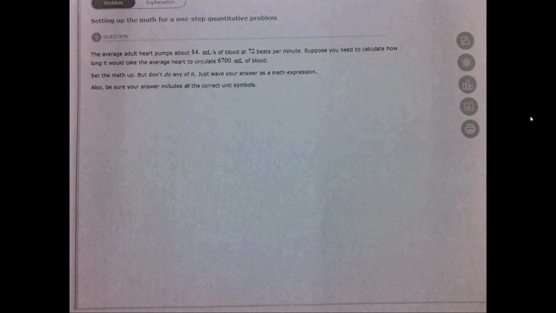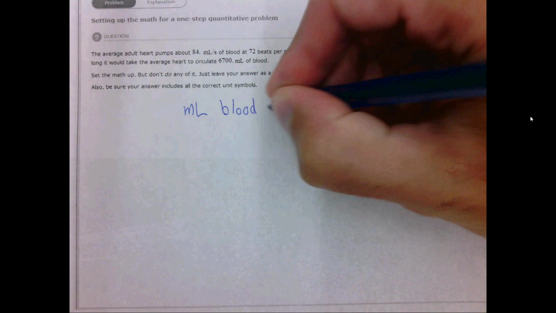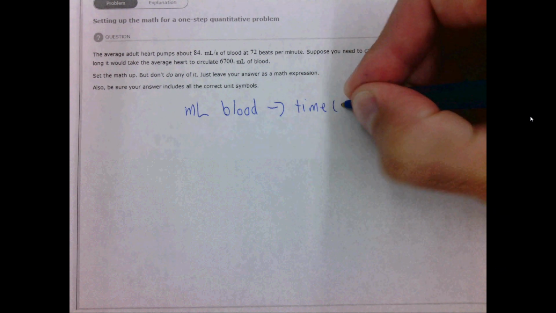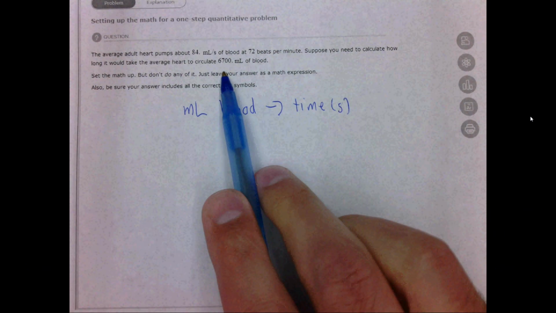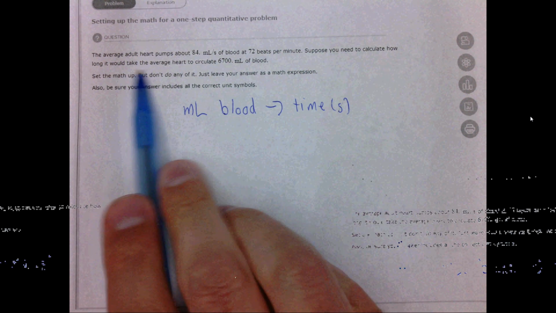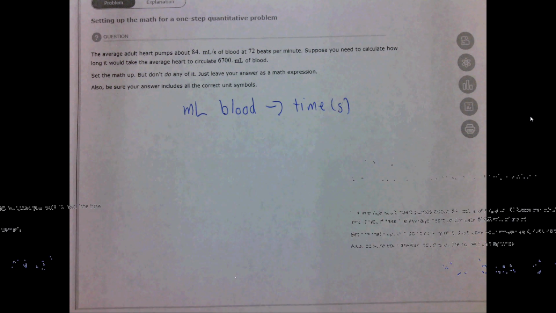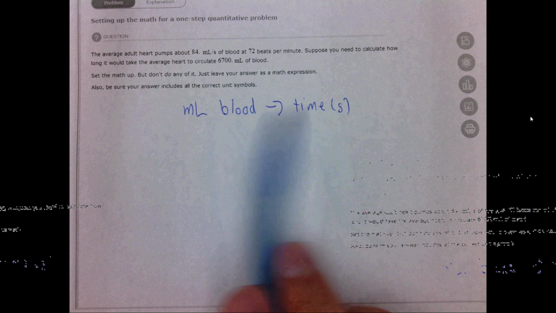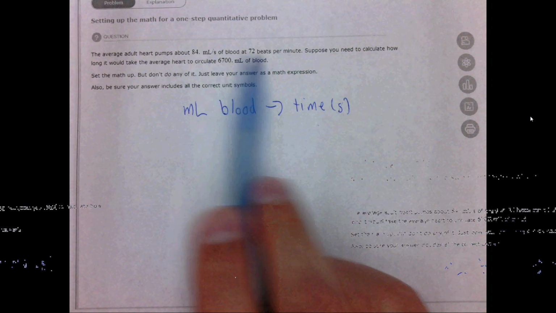So here we're starting with milliliters of blood. And we want to convert that to time. How many seconds it's going to take to circulate this number of milliliters of blood, because it says how long would it take for the average heart to circulate 6,700 milliliters of blood. Since we're only doing a one step conversion, there's a direct relationship between milliliters of blood and time, we actually only need one of these two things.